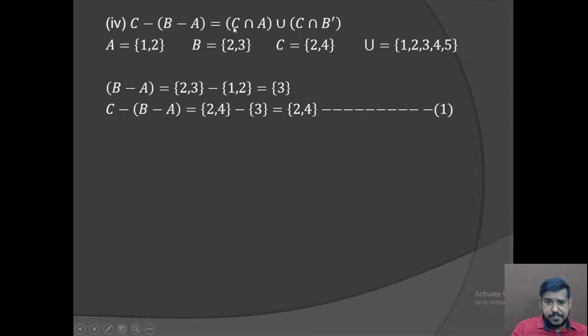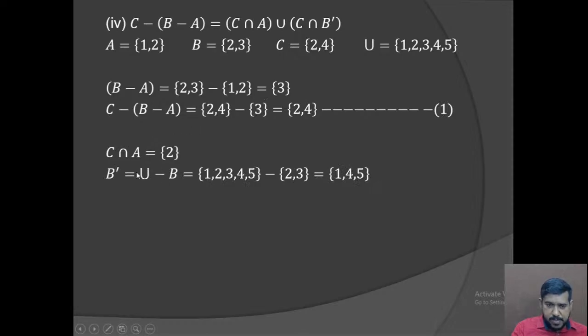First we will find C intersection A. So C intersection A means this is the C value and this is the A value. So the common value from these two sets: from this set and from this set the common value is 2. So I have written it. Now we have to find this. Before that we will find what is B dash.